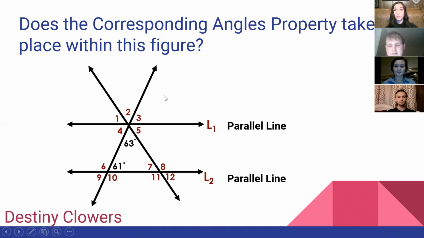So therefore, the corresponding angles property does take place within this figure, because if two parallel lines are cut by one or two transversal lines, then the pairs of corresponding angles are always congruent. And this means that their angle measures will be the same. So next, I've got a question for you, Andrew.